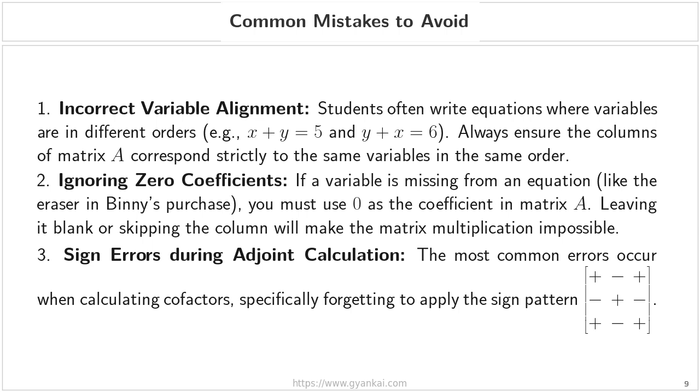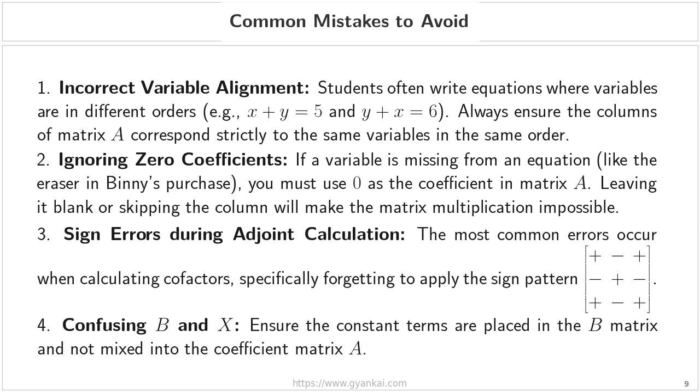Finally, make sure you aren't confusing matrix B with matrix X. Always double-check that your constant terms, the totals from the word problem, are placed strictly in the B matrix, and ensure they haven't accidentally been mixed into your coefficient matrix. Keep these in mind, and you'll find much more success with these complex problems.